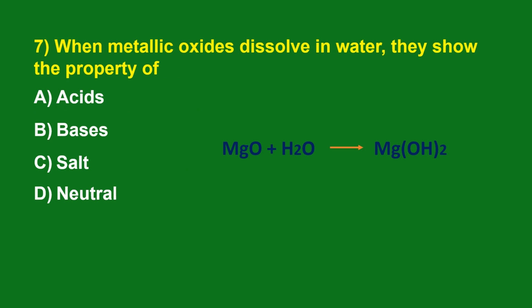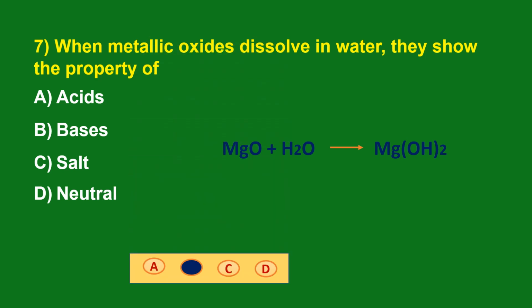Question number 7. When metallic oxides dissolve in water, they show the property of dash. Acids, bases, salt and neutral. First you notice here an example. This is magnesium oxide and this is water. Whenever magnesium oxide reacts with water, it produces magnesium hydroxide, which is a base. That means generally when metallic oxides react with water, they produce bases. So out of these four options, option B is the right answer, that is bases.